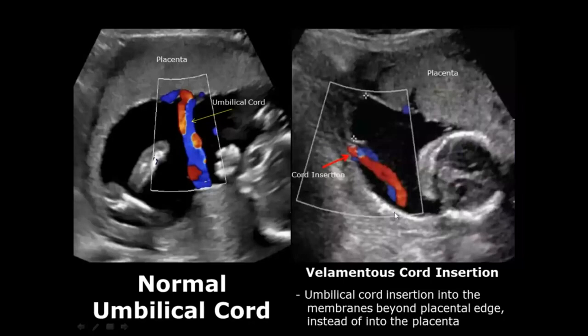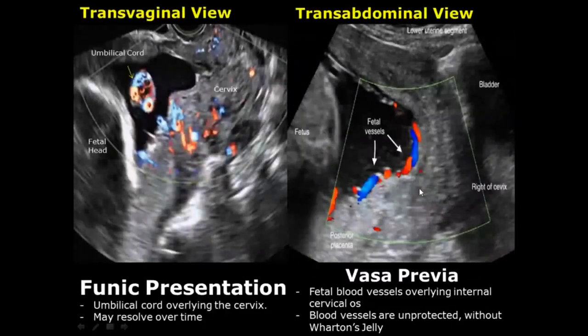In this image, the umbilical cord is inserting into these membranes, and here is the placenta. So this is also a velamentous cord insertion. A vasa previa occurs when there are fetal vessels overlying the internal cervical os. These blood vessels are also not protected by Wharton's jelly.